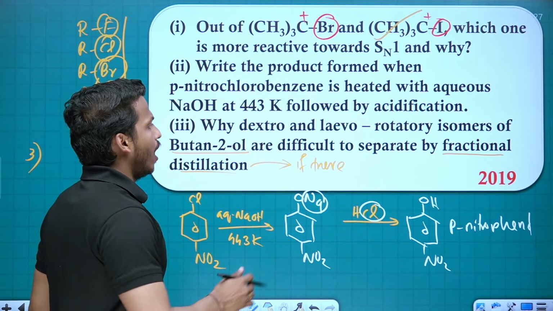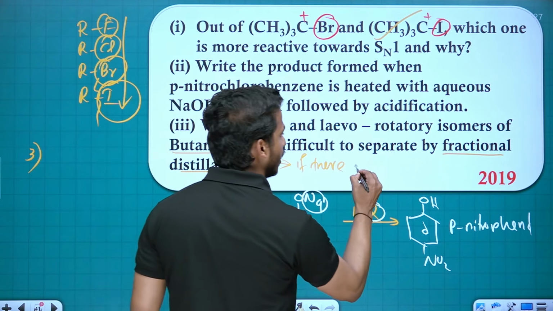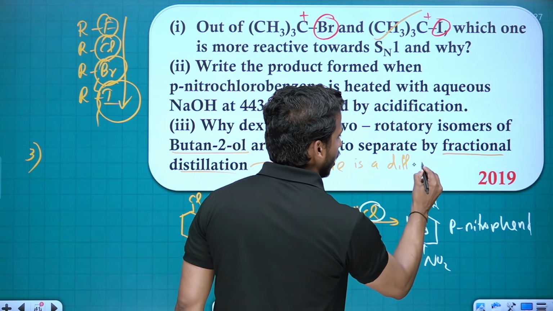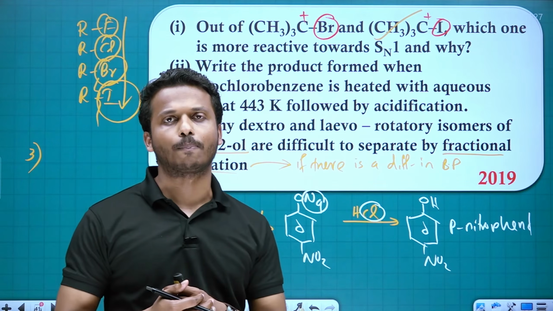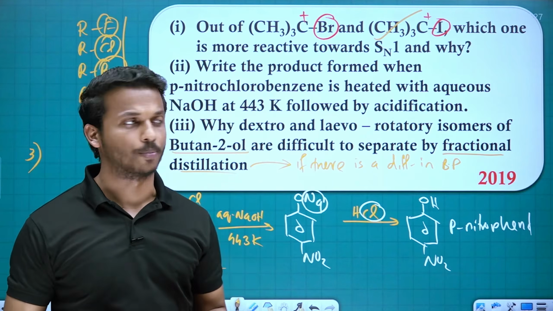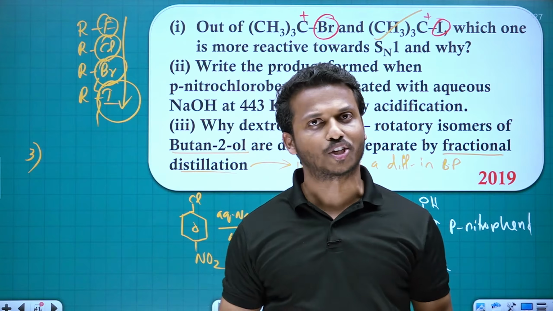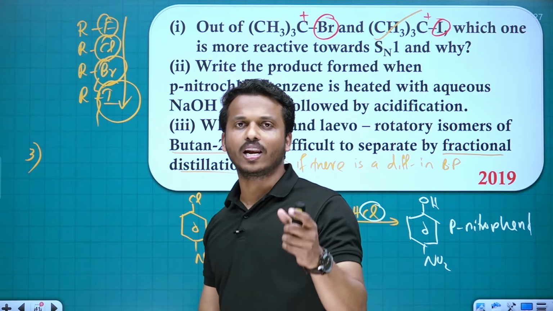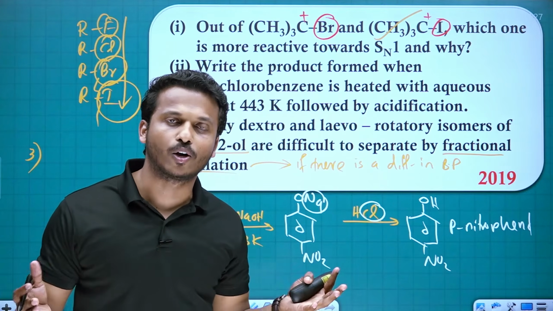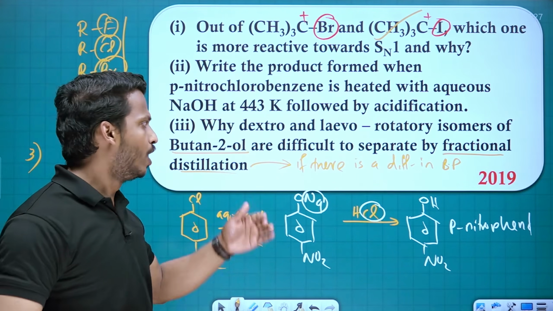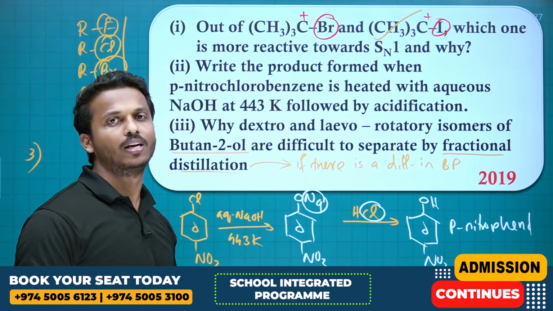If there is a difference in boiling point between the two components, then only we can separate them by fractional distillation. Why can't you separate dextro and levo forms of a compound by fractional distillation? The dextro and levo forms of the same compound have almost the same boiling point, so we can't separate them by fractional distillation. There should be a small difference in their boiling points, then only we can separate by fractional distillation.